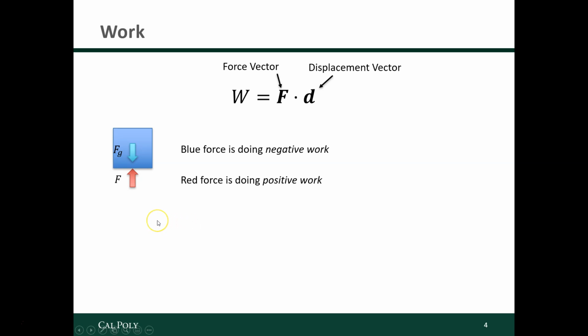And so when it's raising a load like this, the red force might be the power screw, it's doing positive work. When it is lowering a load, it's doing negative work because even though it's pushing upwards, the gravity is pulling it downwards. So this is for the special case of raising and lowering, but let's see how it works in other situations.